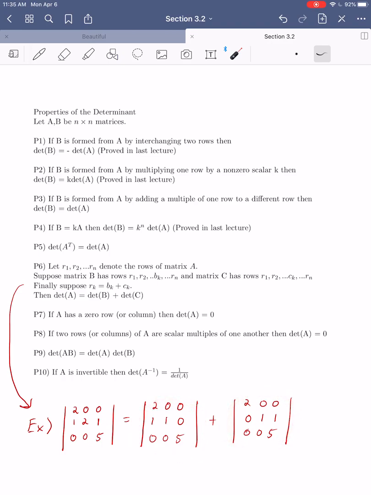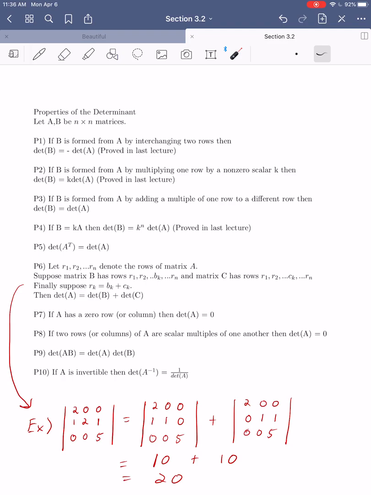Why might that be useful? Well, you might notice that this one is lower triangular, so I can just take the product of those diagonal elements. And this one is upper triangular, so I could just do the product there, and I could very quickly get that this is 10 plus 10, which is equal to 20. So I would get that the determinant of this is equal to 20.